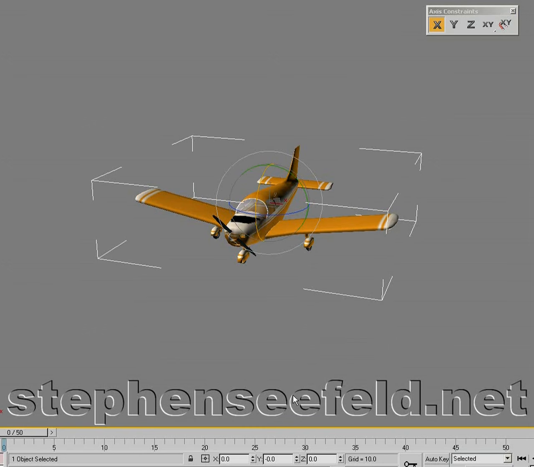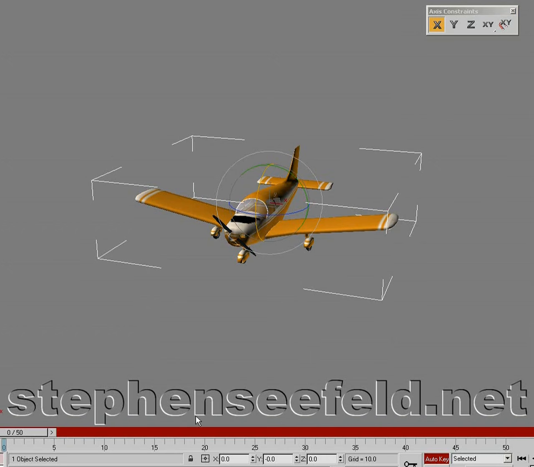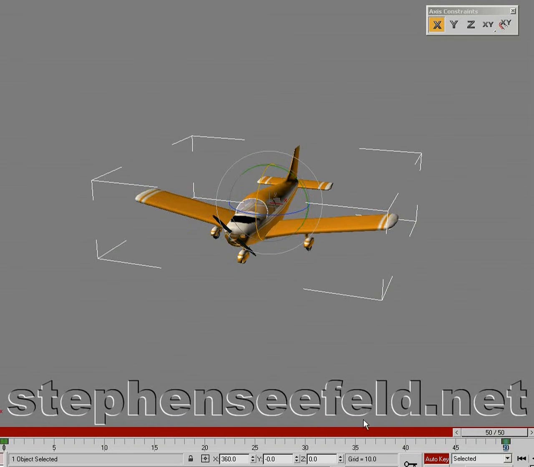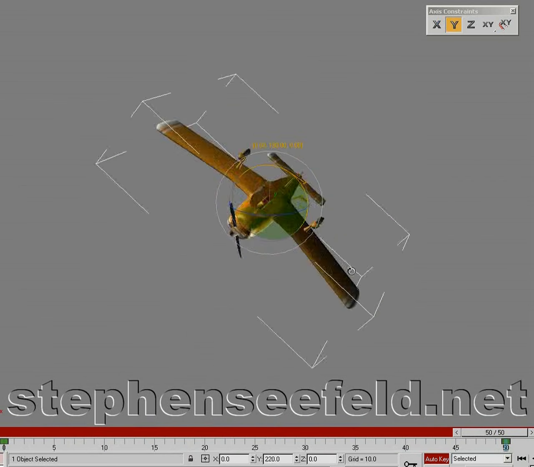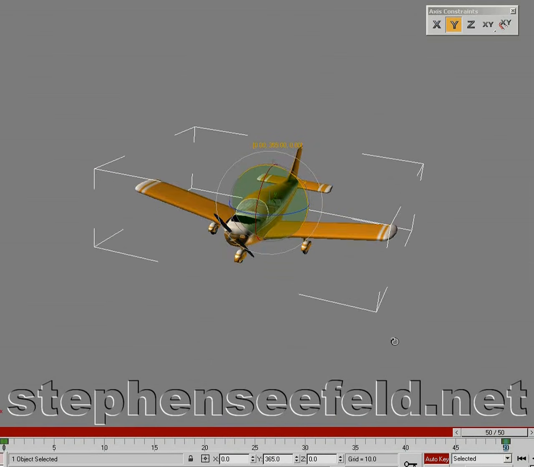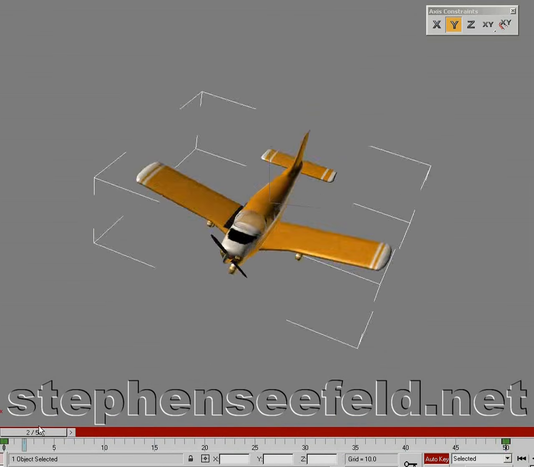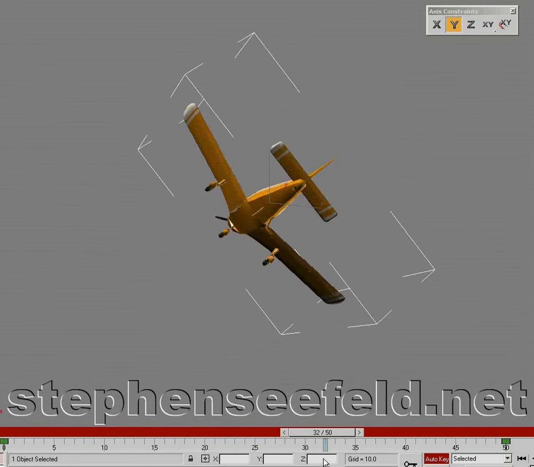Now, it works out like this. If I rotate it along the X here, over the nose of the plane, you get a nice motion like this. Now, if I rotate it along the Y, I don't really have a problem. It's doing exactly what it's meant to be doing.